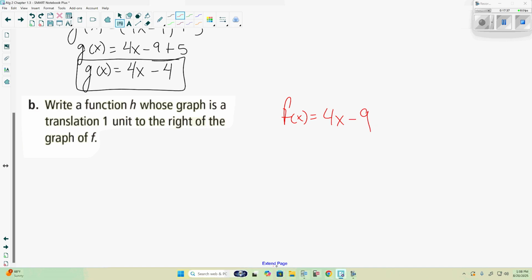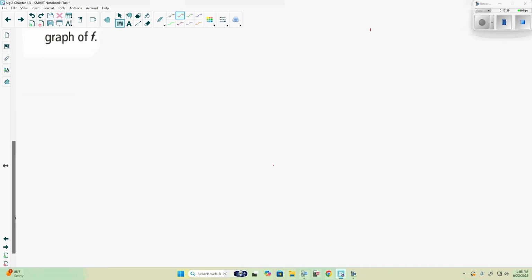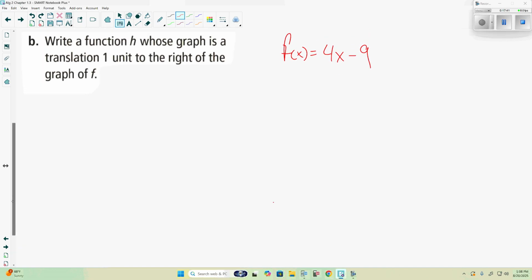All right. We're ready for the left-right. A function h of x, whose graph is a translation 1 unit to the right of f of x. So what would our value of h be for this one here? 1. Would it be positive 1 or negative 1? It'd be positive because we're moving to the right.